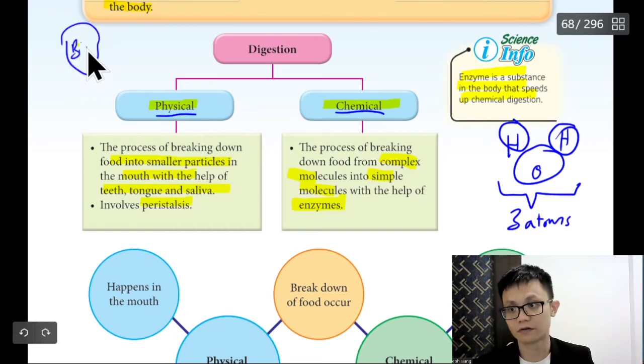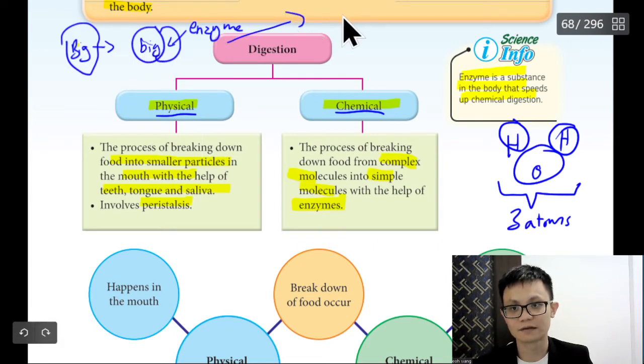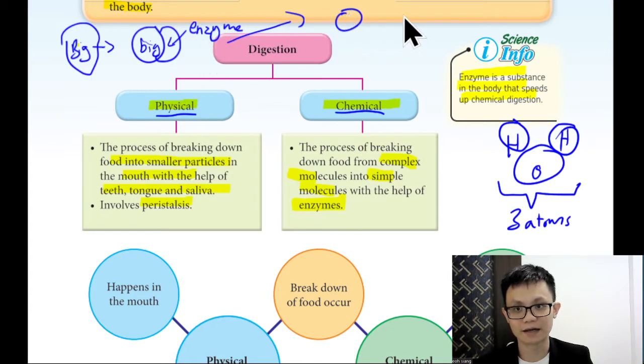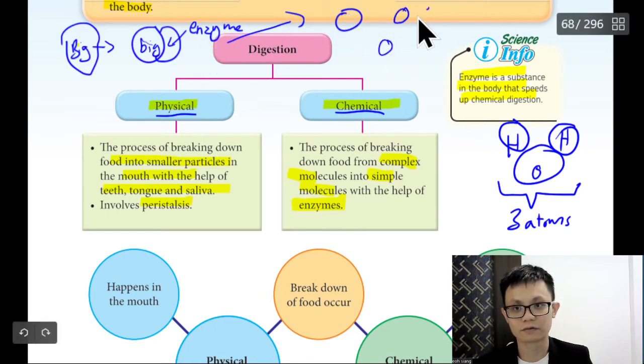Big molecule, then it goes and kisses the enzyme. This is the enzyme. You go kiss the enzyme. Then after that, what happened? The enzyme still remains the enzyme, it's the same, but the molecule becomes two small molecules.